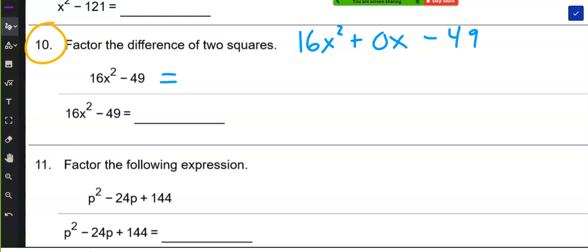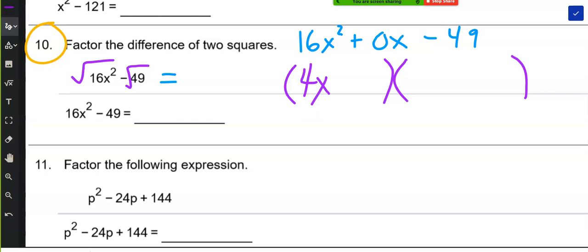We took the square root of each one of these. What is the square root of 16x squared? What is it? 4x. Thank you very much. One on one side, one on the other. This is 3-4, question 10, which is part of the video that you already worked on. So 4x, and then we took the square root of 49. What is that?